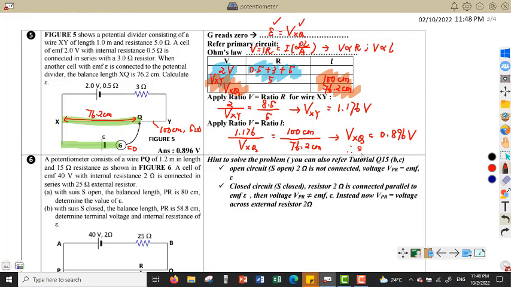So it means that the EMF of the battery is equal to the voltage across XQ when G reads 0. So the value of EMF will be 0.896 volt. So we are done. We have calculated the EMF.